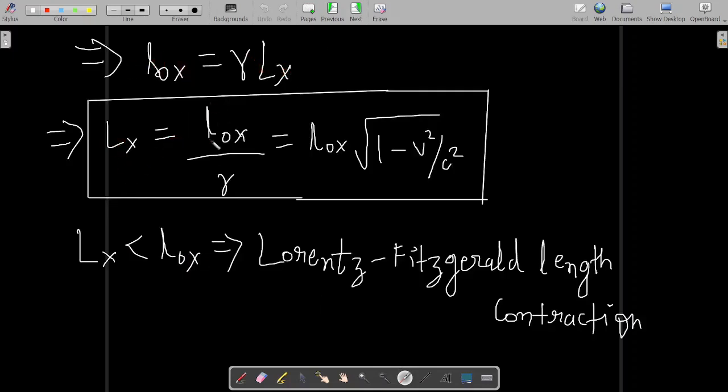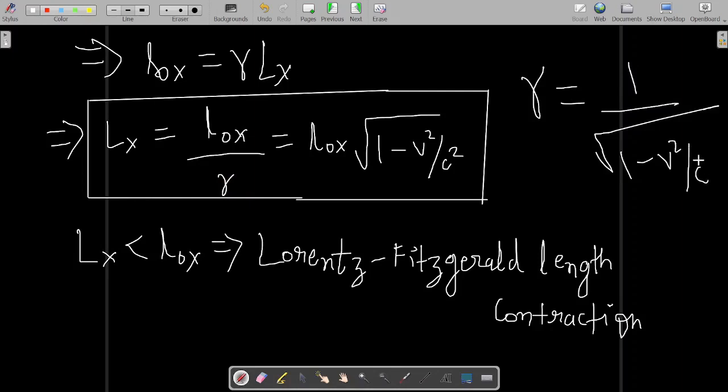Now Lx is equal to L0x by gamma. From here gamma will go in the division, so it becomes L0x by gamma. Now L0x is as it is. What about gamma? You already know that gamma is something of this kind. This is the conversion factor actually. So 1 upon gamma will be equal to square root of 1 minus v square by c square. So Lx is equal to L0x multiplied by square root of 1 minus v square by c square. This is the thing which we have with us.